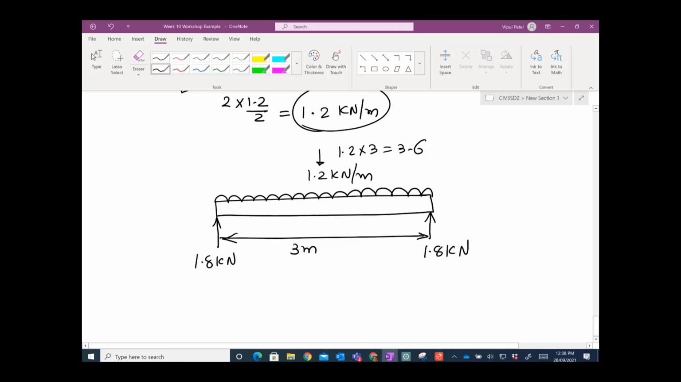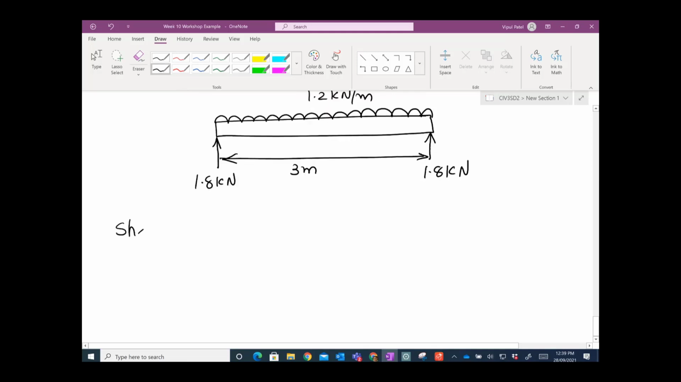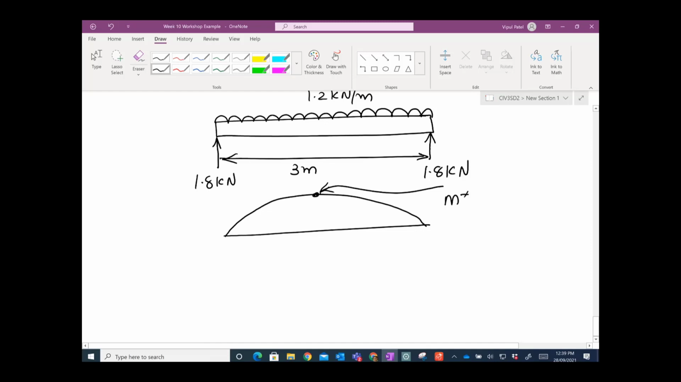Now, if I want to calculate the shear force, shear force is not our intention, just do the bending. Let's say you want to calculate the bending moment. For a UDL load, the maximum design bending moment is WL squared over 8. W is 1.2, and L is 3, so 1.2 times 9 divided by 8. You get 1.35 kilonewton meters.